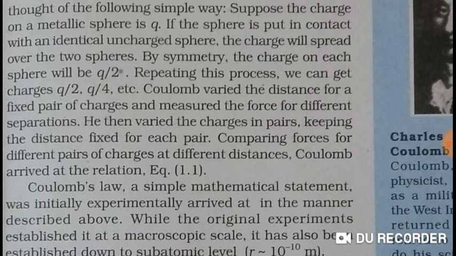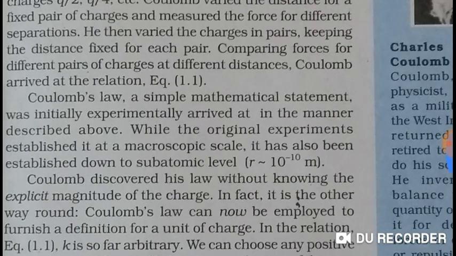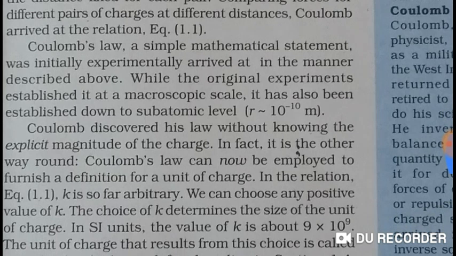Coulomb varied the distance for a fixed pair of charges and measured the force for different separations. He then varied the charges in pairs, keeping the distance fixed for each pair. Comparing forces for different pairs of charges at different distances, Coulomb arrived at the relation, equation 1.1. Coulomb's law, a simple mathematical statement, was initially arrived at experimentally in the manner described above. While the original experiments established it at a macroscopic scale, it has also been established down to the subatomic level, R equivalent to 10^-10 meter.